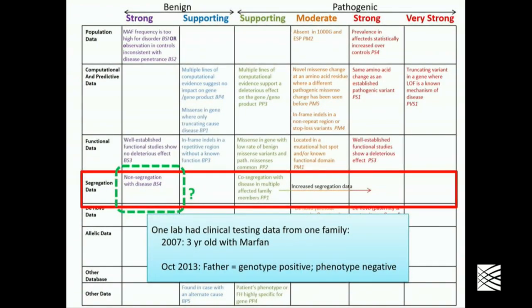This question of non-segregation with disease or segregation. So I should clarify here, one of the very big battles I had with the working group was I wanted to quantify segregation. Obviously, it's one of the most quantifiable pieces of evidence, and I was voted down. So the actual guideline ended up with this co-segregation with disease and multiple affected family members as a supporting piece of evidence that you can increase using your own judgment, because we couldn't, in the committee, actually agree on how to quantify and give guidance.